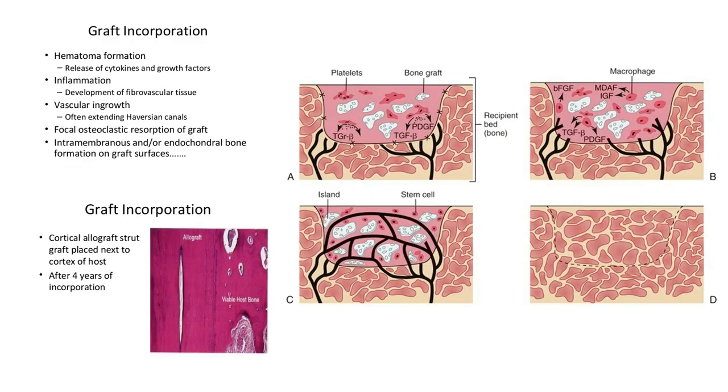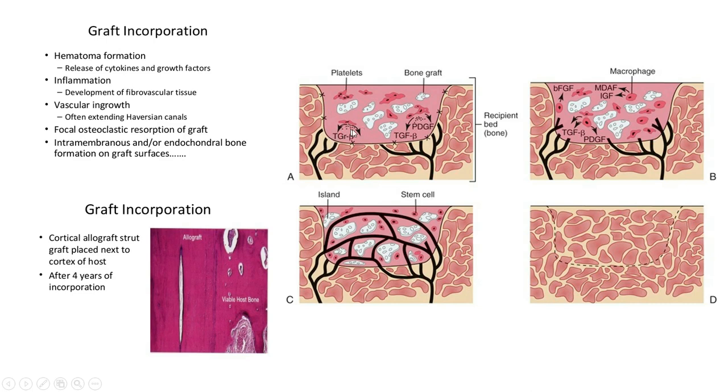Now one or two points of physiology for postgraduation students. When we put a graft into normal bone, how does it heal? First there will be a hematoma, then it will release cytokines and growth factors, then it can cause aseptic inflammation there, which will develop fibroblastic tissue. Then vascular ingrowth occurs in this structure, and it extends along the Haversian canal.